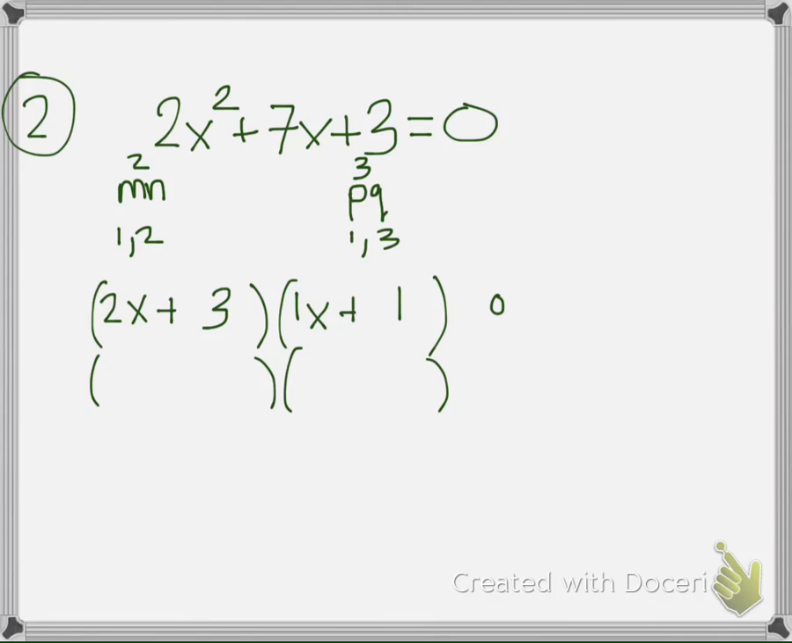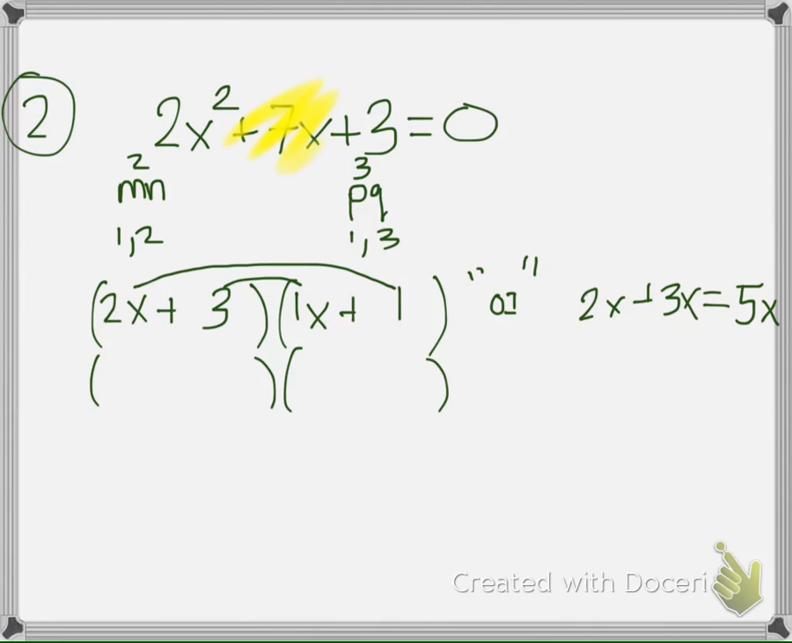So when you OI that, you get 2x, that's my outside terms, plus 3x, which is my inside terms. So when we see we get a 5x, we know that that is not the solution because we're looking for a positive 7x and not a 5x, which means we need to try another trial.